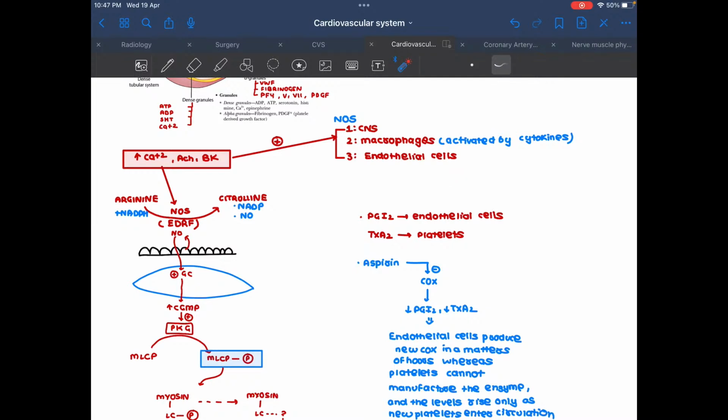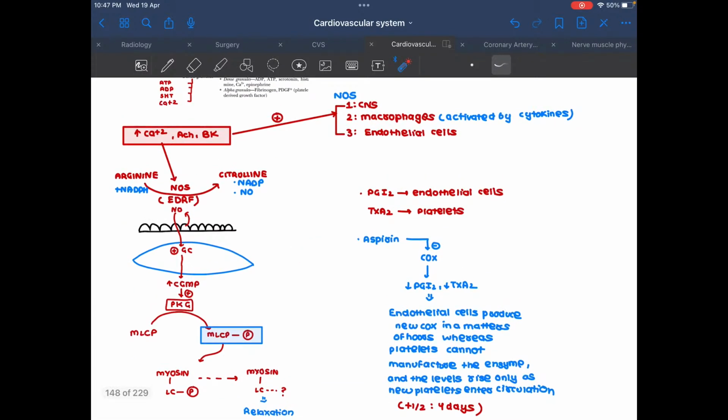Okay? And what is going to increase that nitric oxide synthase activity is mainly an increase in calcium, and very importantly, acetylcholine or bradykinin. Okay? They're going to stimulate your NOS. And what is this NOS going to do? It is going to convert your arginine into citrulline while generating something known as nitric oxide. Okay? So this nitric oxide is also known as endothelium derived relaxing factor, EDRF. Okay? And what is this NO going to do?